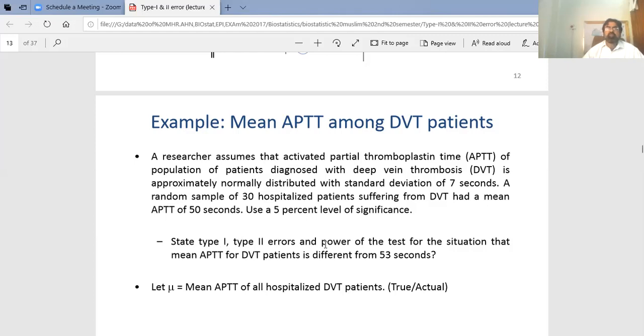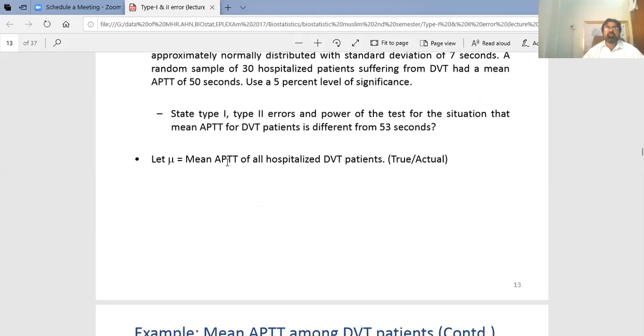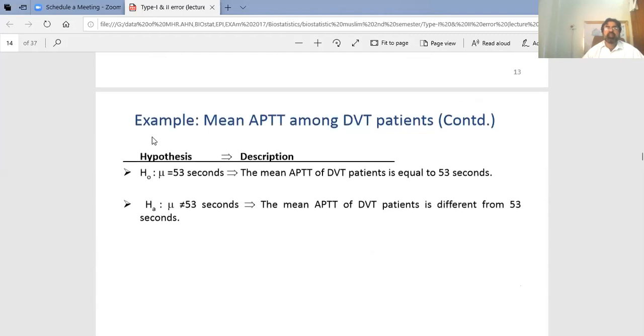State type 1 and type 2 errors and the power of the test for the situation that the mean APTT for DVT patients is different from 53 seconds, as in the above example. Let mu be the mean APTT of all hospitalized DVT patients, the true or actual mean. The null hypothesis H0: the mean APTT of DVT patients is equal to 53 seconds in the general population. And the alternate hypothesis: mu is not equal to 53 seconds, the mean APTT of DVT patients is different from 53 seconds.